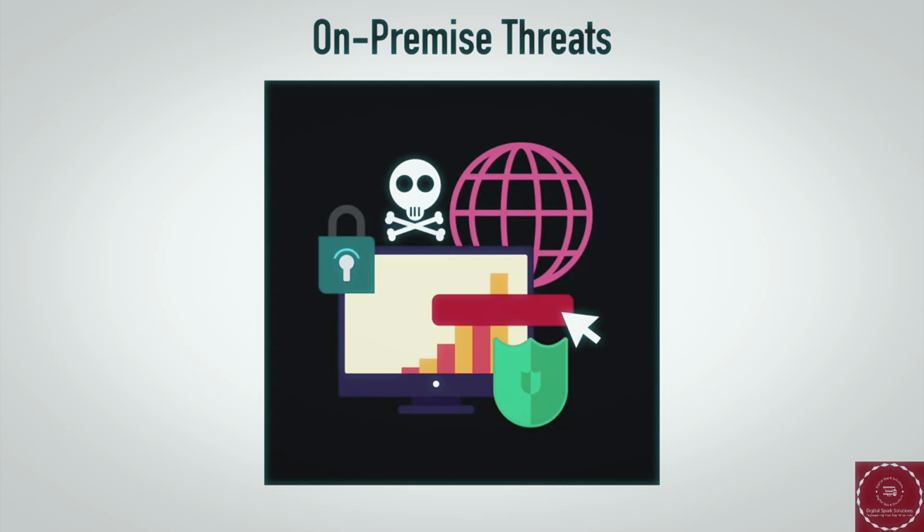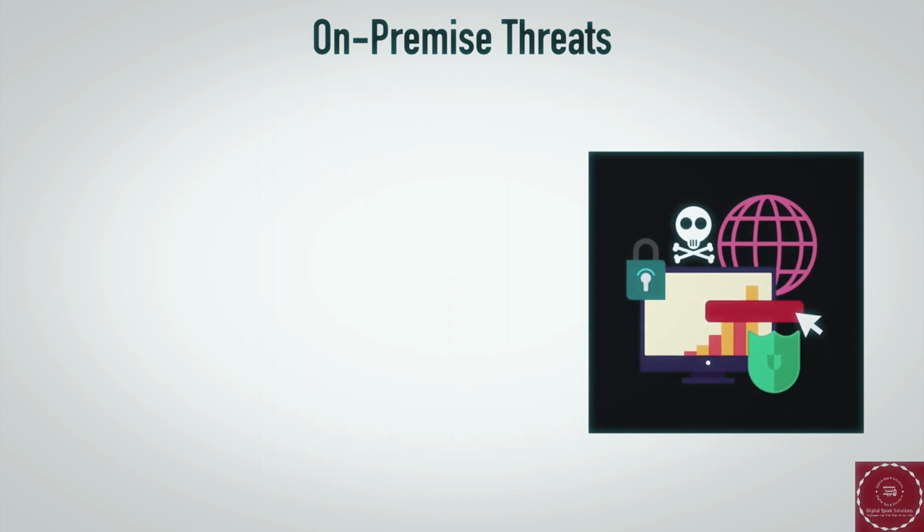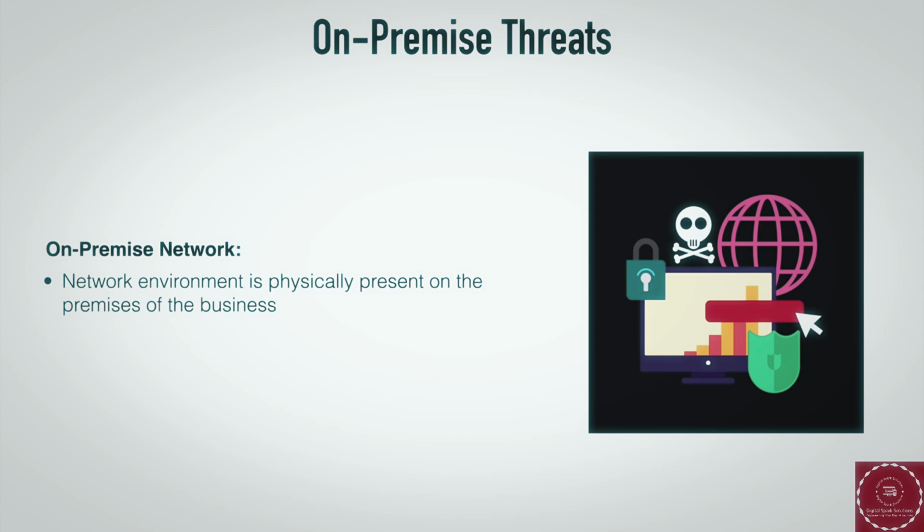In terms of network security, we can group this broadly into two different categories: on-premise security and cloud-based security. On-premise refers to the fact that our environment is physically present on the premises of our business. We need to have an awareness of common threats to both types of these environments and to be able to differentiate between those. And we do that by knowing their individual characteristics, starting here with on-premise threats.